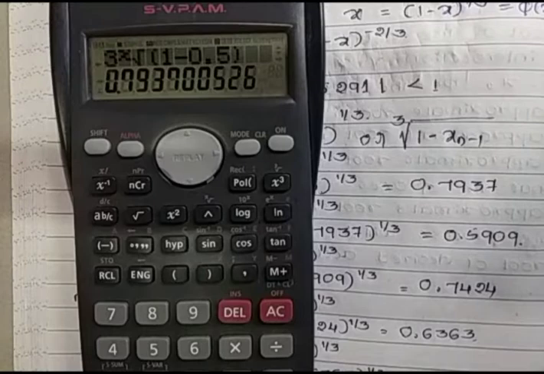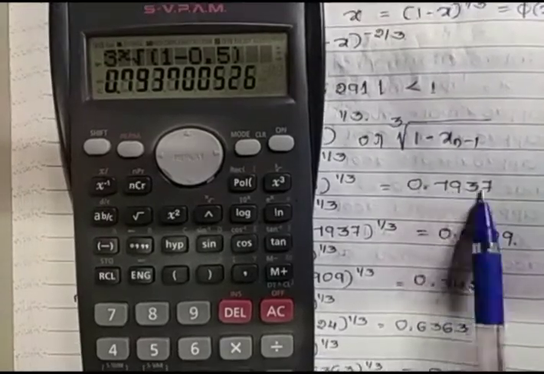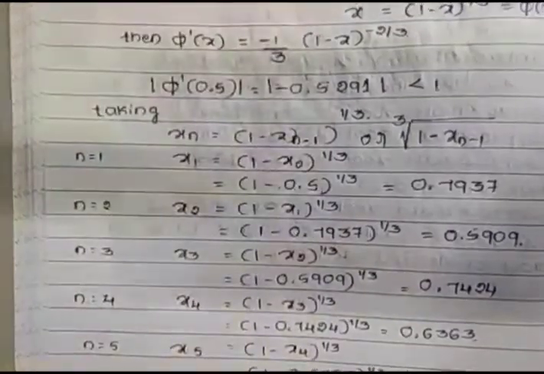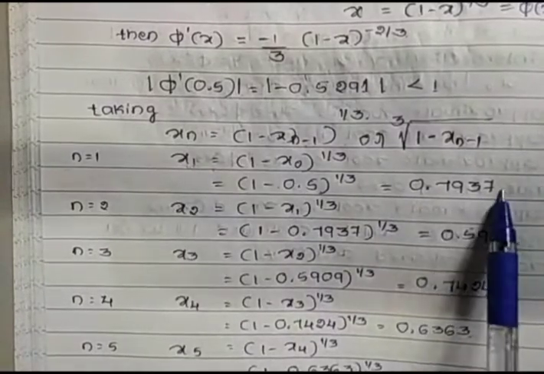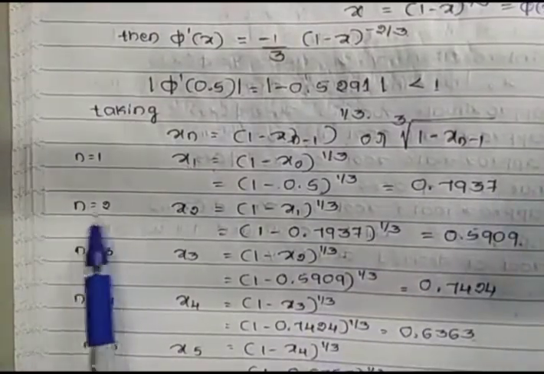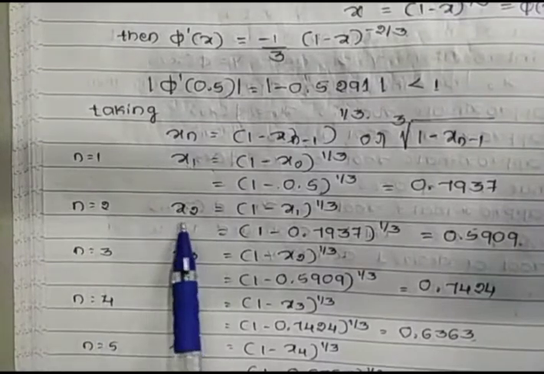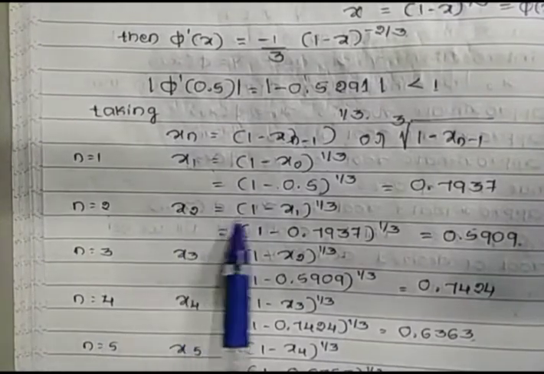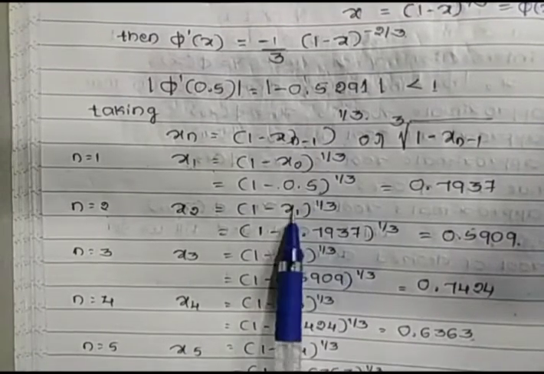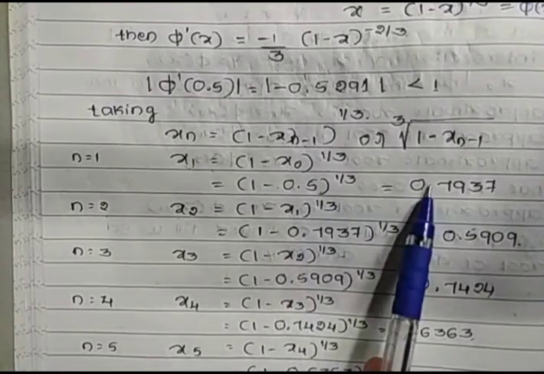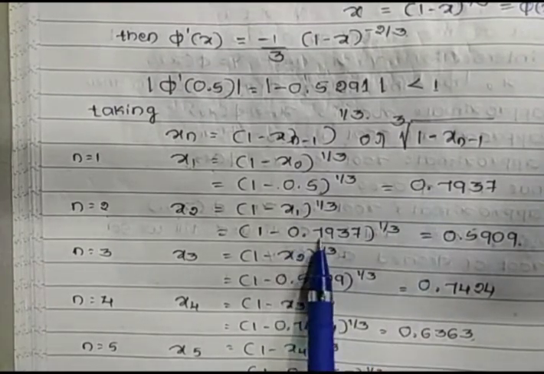So what will we get here? 0.7937. So the answer is 0.7937. This is the first simplification. So x1 is 0.7937. Then replace the n value as 2. What will we get? x2 is equal to (1 minus x1) raised to 1 by 3. Now x1 means your previous result, that is 0.7937.